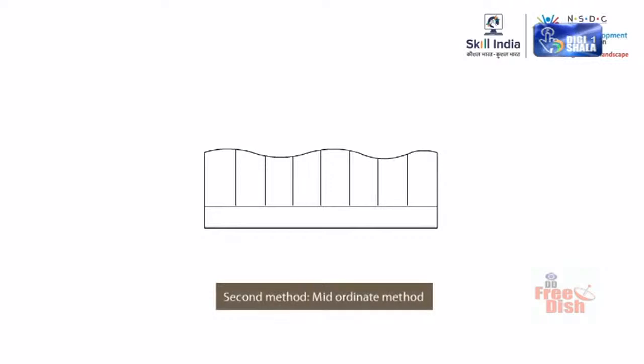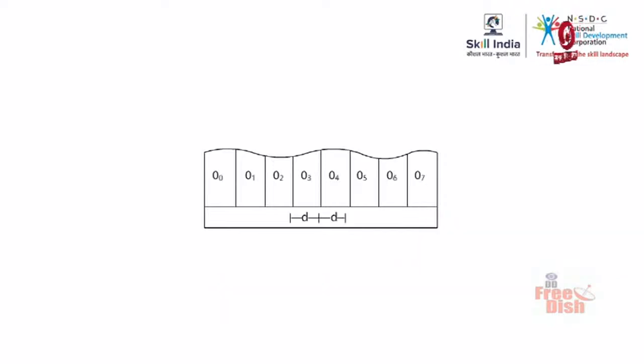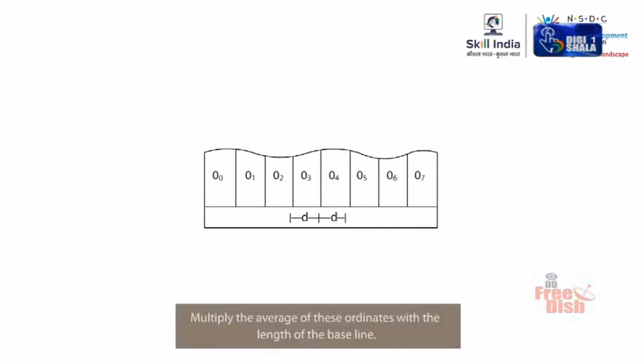To follow the mid-ordinate method, you must draw ordinates at each of the points of division of the baseline. To obtain the required area, multiply the average of these ordinates with the length of the baseline.